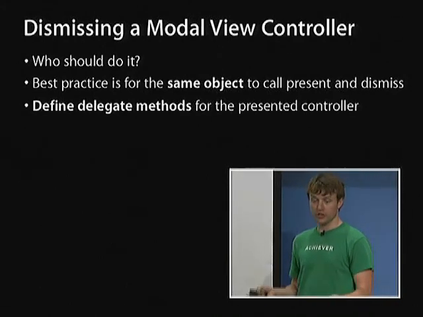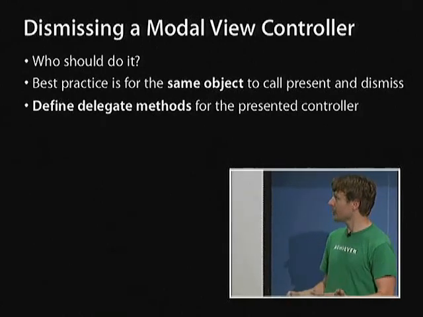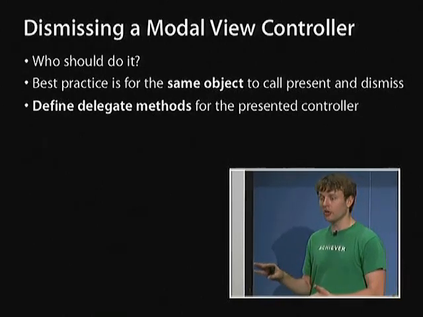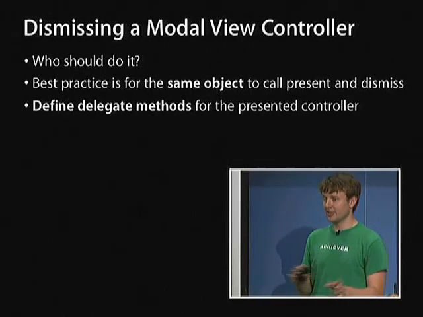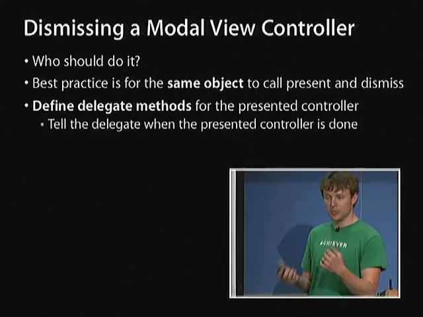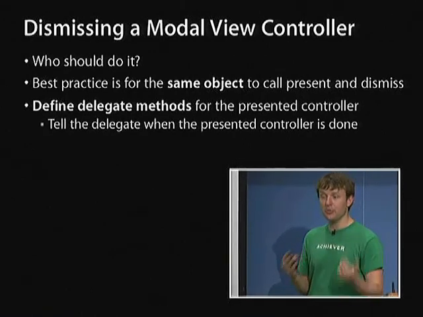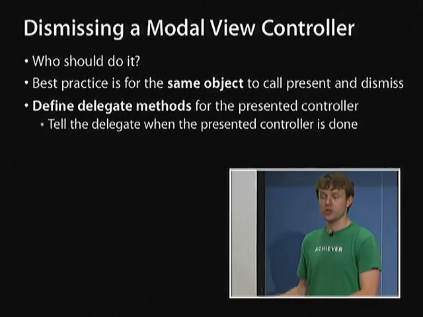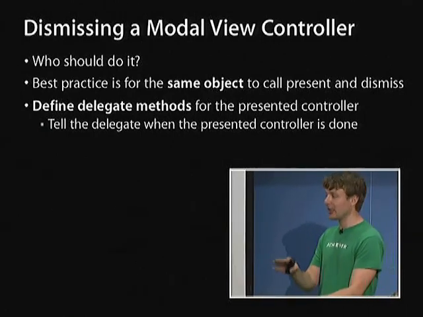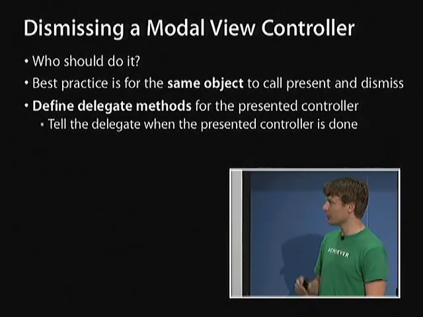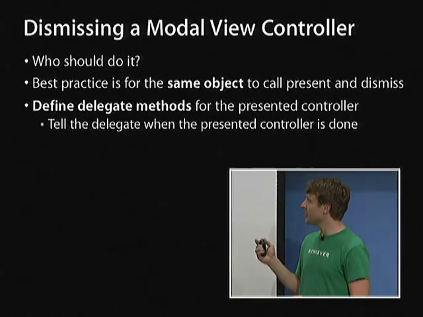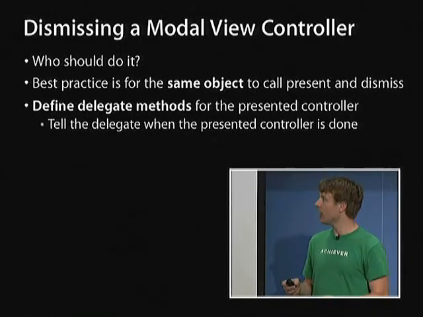The way I'm going to show you to do this is to define some delegate methods for the presented controller to notify its parent that it's ready to go away. This is how the image picker controller and the people picker controller work, and I'm going to show you a code example with all of those and with one that we write ourselves. So we tell the delegate, i.e. the parent, when we're done.